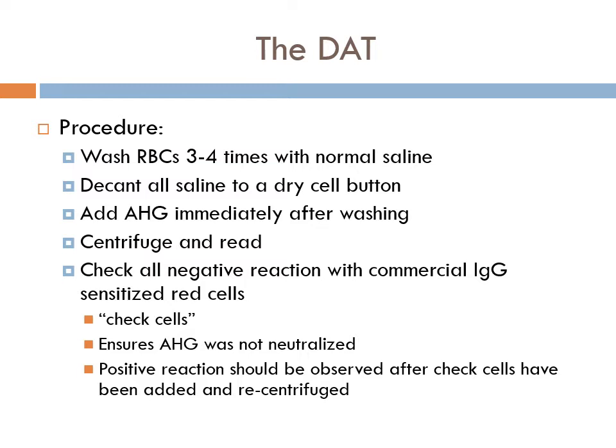We're taking the patient's red cells. We're going to wash them 3 to 4 times in normal saline. It doesn't need a whole lot of red cells, just a couple drops. Then we're going to decant the saline to a dry cell button after those 3 to 4 washes. We're going to immediately add our anti-IgG or the AHG after washing. We're going to centrifuge and read it.